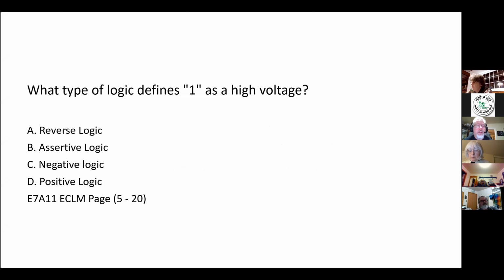What type of logic defines 1 as a high voltage? A, reverse logic. B, assertive logic. C, negative logic. Or D, positive logic. Delta. Delta is correct, positive logic.